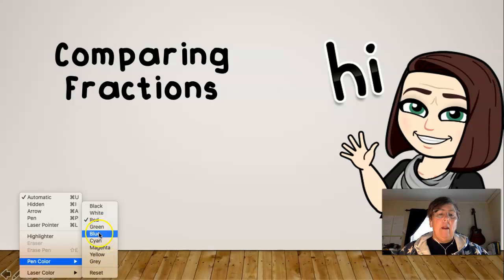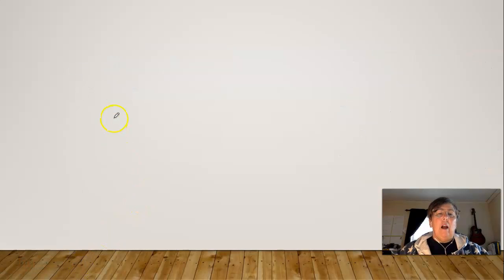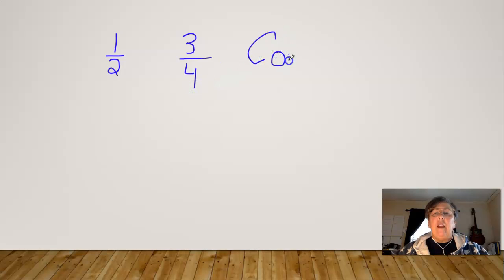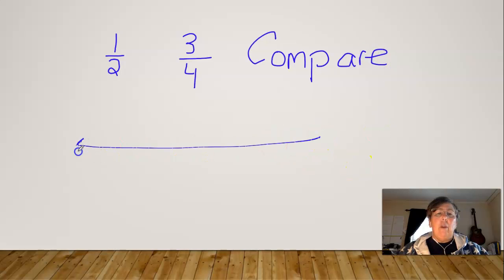Let me get my pen. I'm going with blue. All right, so if we had the fraction 1/2 and 3/4. When you're comparing fractions, the very first thing that you should do is always think about how they compare to 1/2. Okay, so here's a number line, and I'm going to put half right here. That's the middle, so that's 1/2.